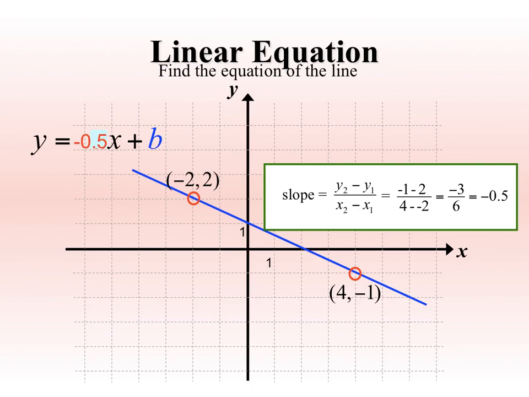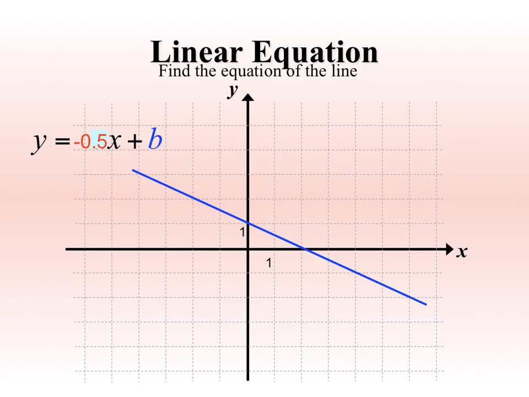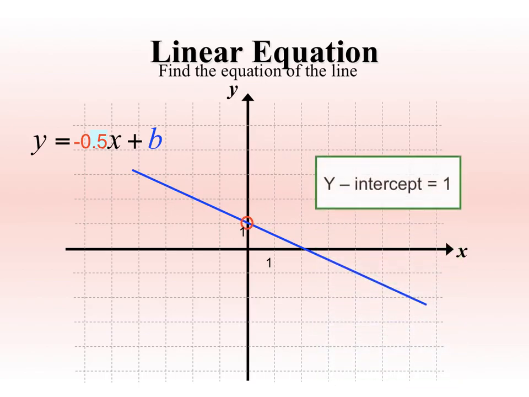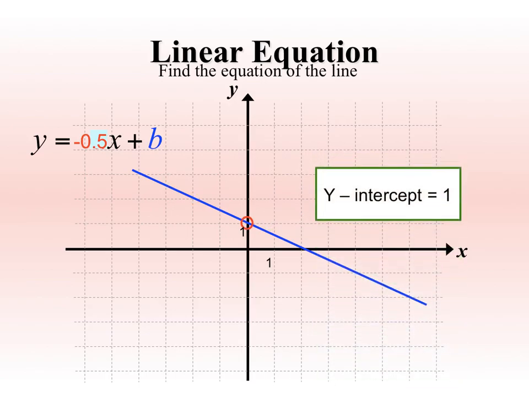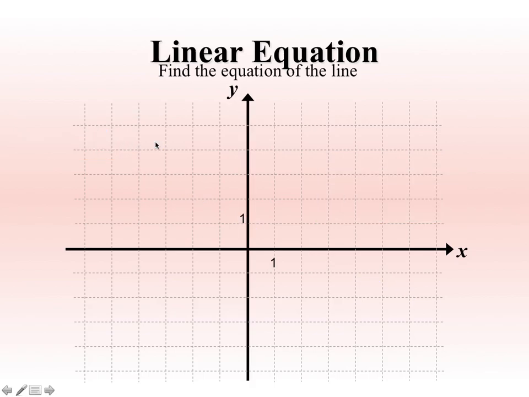Now I've got to replace this b with something, right? And remember, b is just the y-intercept, so I find where the line crosses the y-axis, and then I replace b with whatever that number is. Since here it crosses the y-axis at 1, my y-intercept is 1, and my b is going to be 1. So my equation now, y equals slope x plus y-intercept: y equals minus 0.5 x plus 1, just like that.